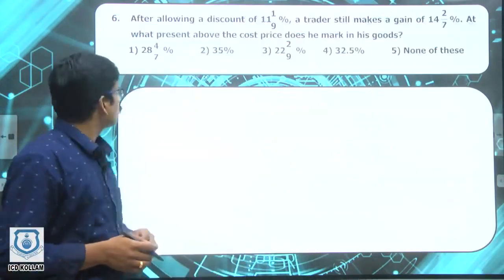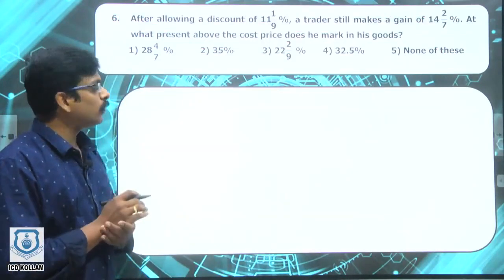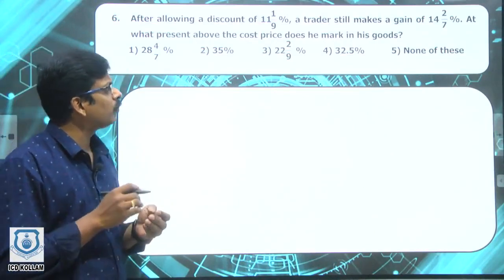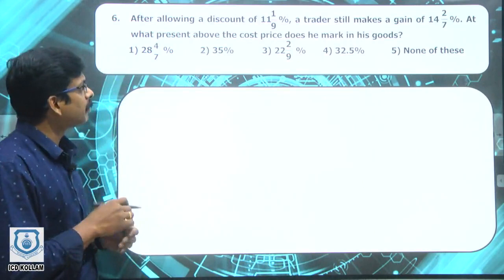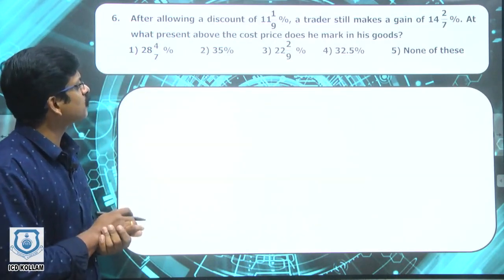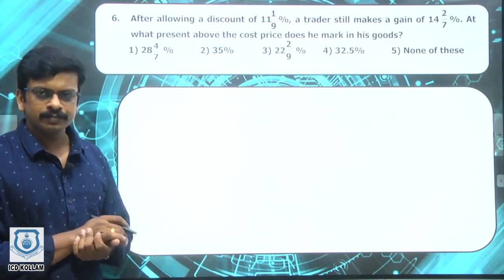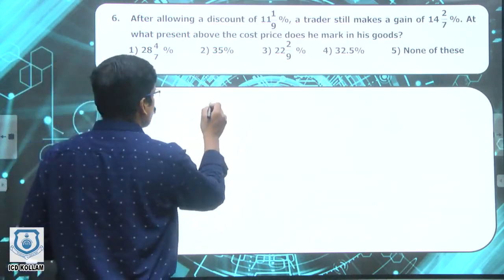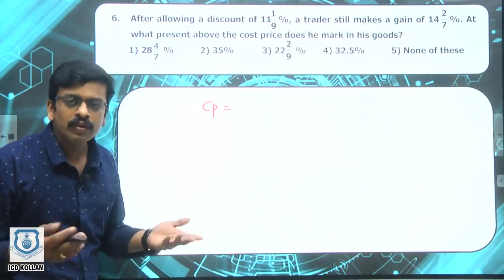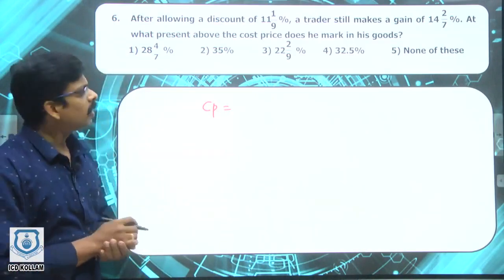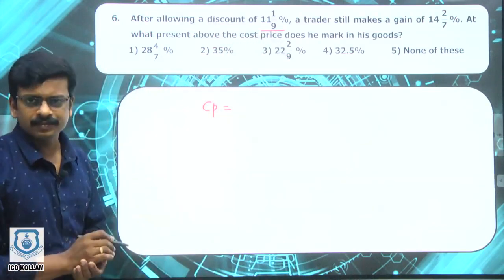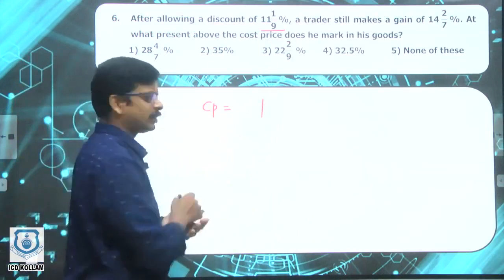Question number 6. After allowing a discount of 11 1/9%, a trader still makes a gain of 14 2/7%. At what percent above the cost price does he mark his goods? So here, the cost price value we don't know. You can assume any value as cost price. But for these types of fractions, it is not recommended to go with 100. I just assume cost price as 1.